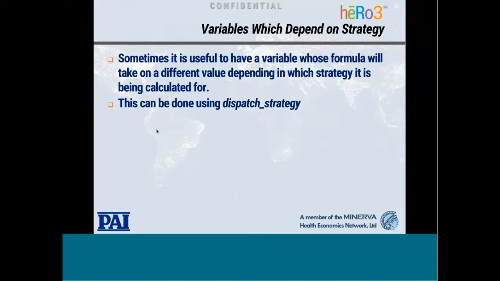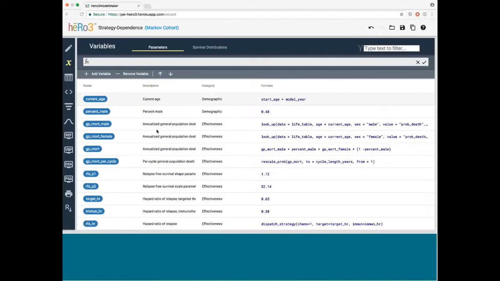So one of the things that can be very useful to do is to create a parameter or variable whose value depends on the strategy that it's being evaluated for. And the way this can be done is using a function called dispatch strategy. And so I want to just give you a quick example of how that can be used and how it can be helpful in building your model. So I'm going to switch over to the heRo application right now, as you can see.